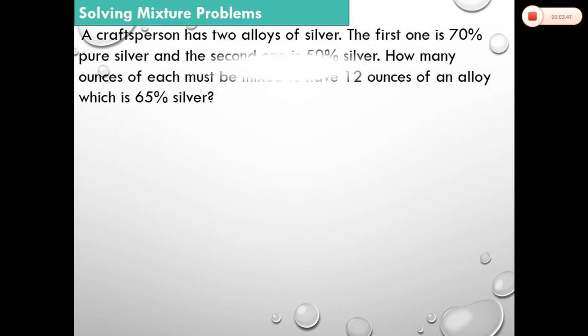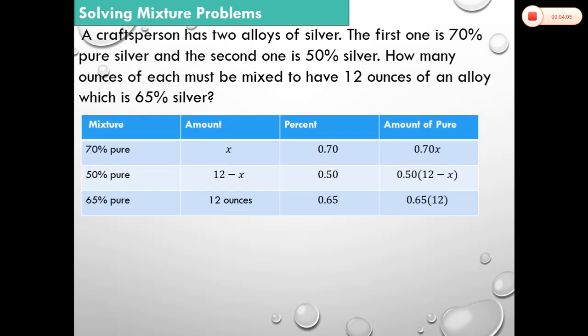Second problem. A craftsperson has two alloys of silver. The first one is 70% pure silver and the second one is 50% silver. How many ounces of each must be mixed to have 12 ounces of an alloy which is 65% silver?